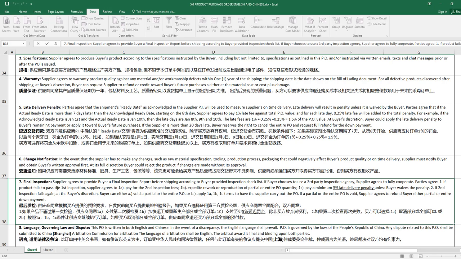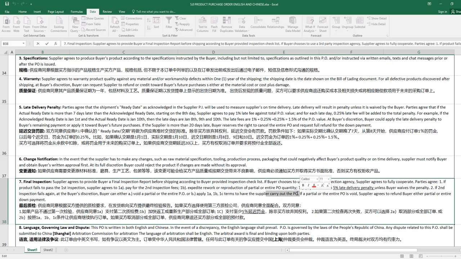So for those of you who have read this final inspection terms, who can tell me in what circumstance you have the right to cancel the entire purchase order? Well, I hope you got it right. It is when the second inspection failed. If the supplier still failed the second inspection, at your discretion, you can void partial or entire purchase order, or you give them another chance to carry out the remainder of the PO.